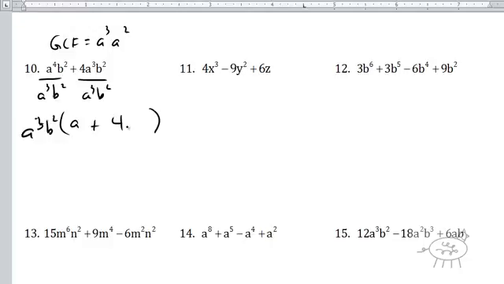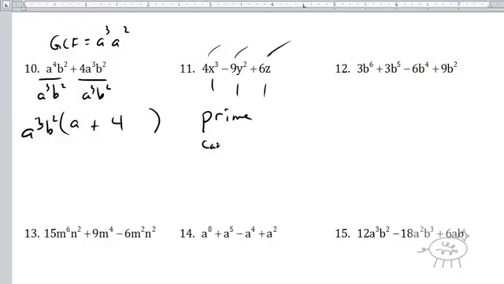Not bad. Okay, 11. I want you to look closely, math fans. Here's a 4, 9, and a 6. Nothing goes into any of those, because the only things that go into 4 are 4, 1, and 2, and 2 doesn't go into 9, and 3 goes into 9 but doesn't go into 4. So there's no number that's a greatest common factor. In fact, if you look at the variables, this is x cubed, y squared, and z. They're completely different.